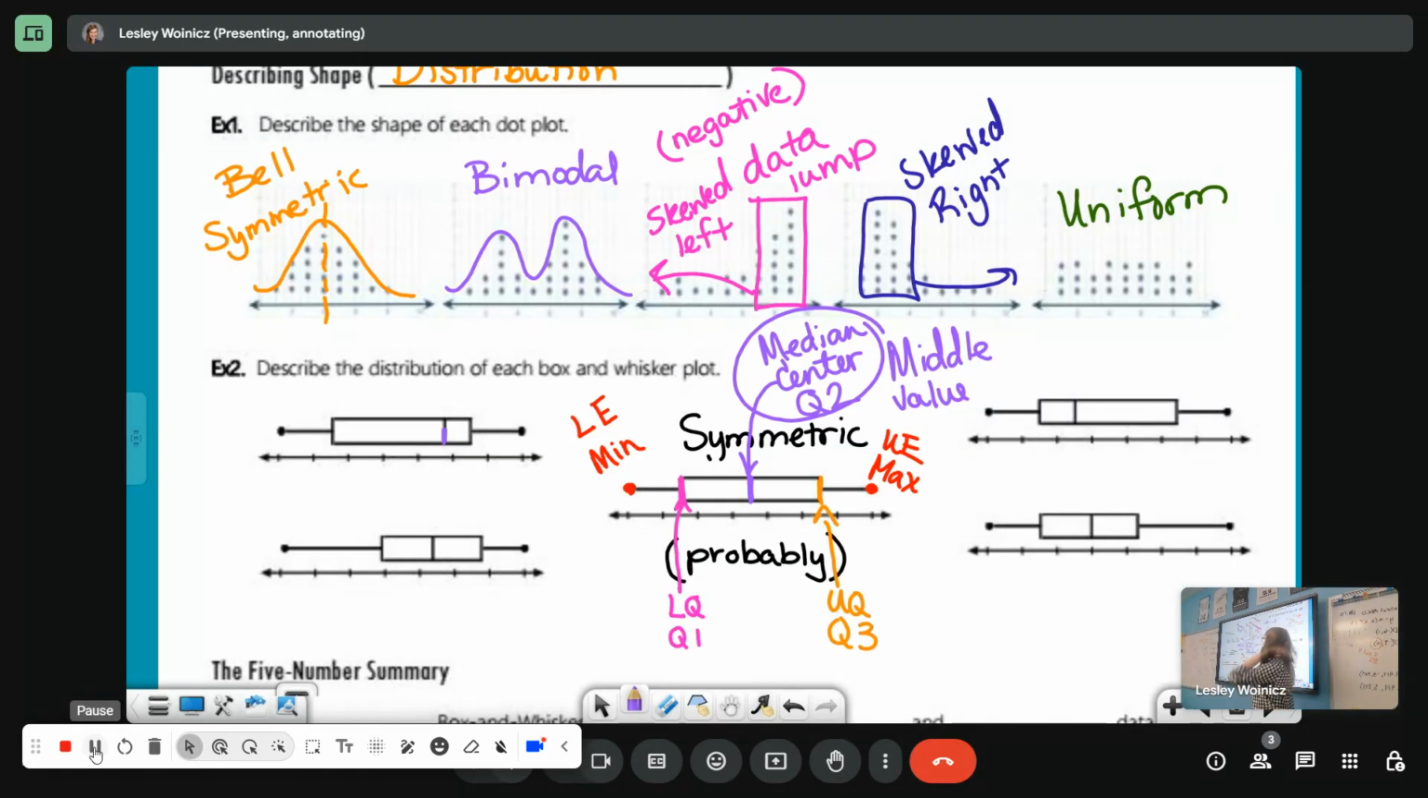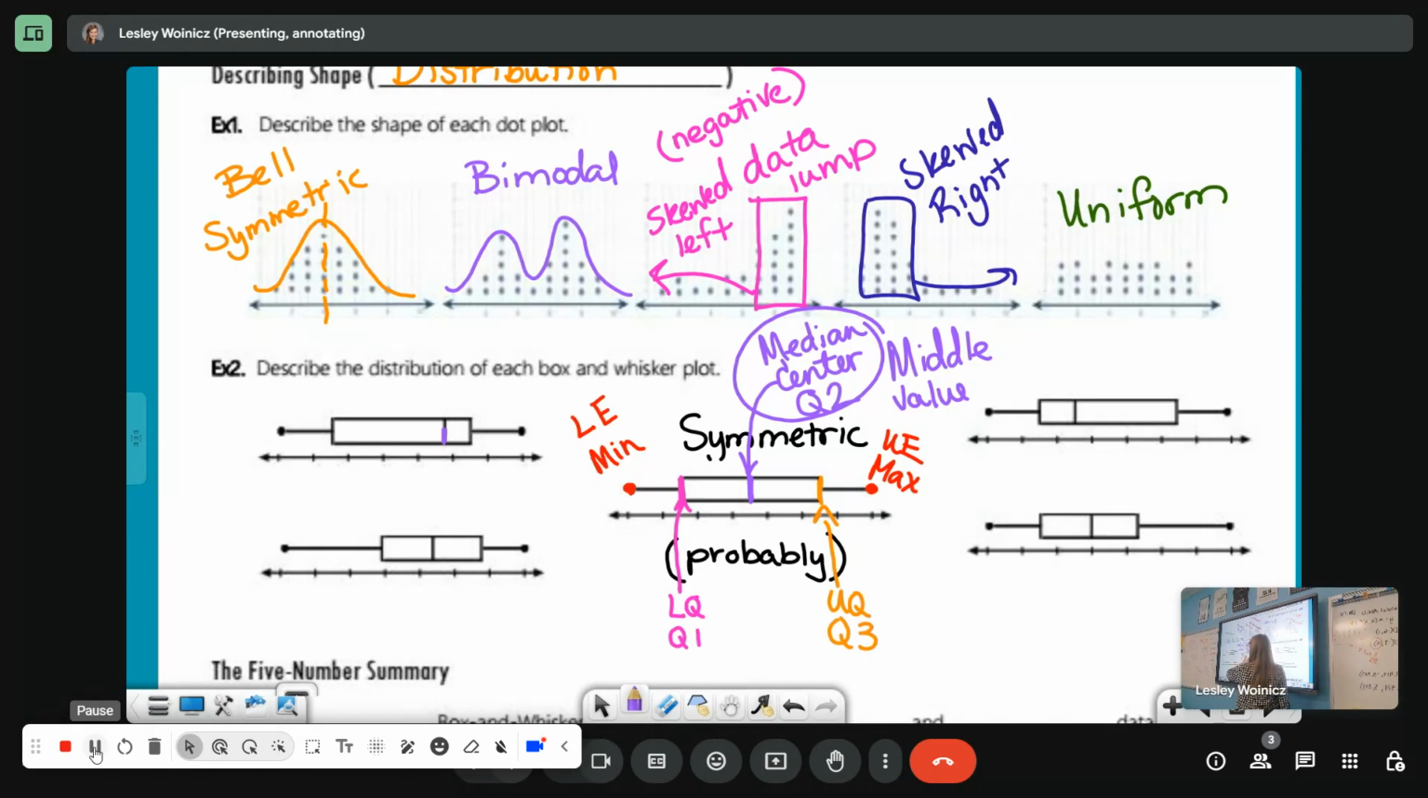So if the very middle value is the median, how much of the data is on this side of the median? 50%, right? How much is up here? 50%. Okay, now we're getting somewhere. Now, the lower quartile is, guess what? The middle of the bottom.